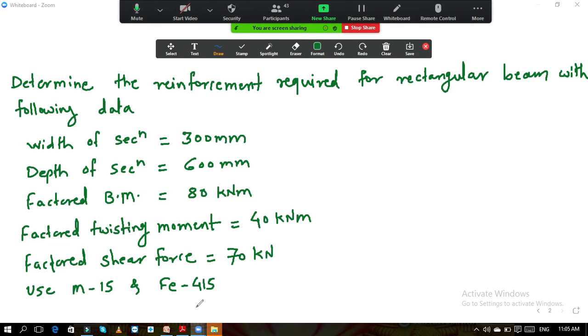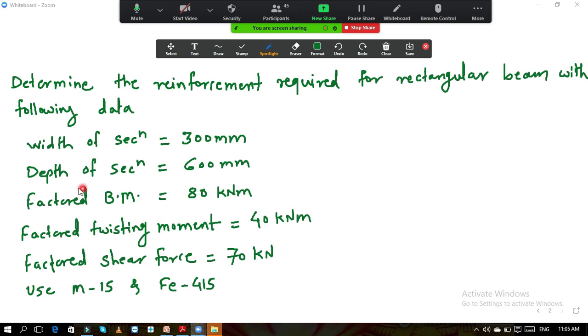So now write down the problem and let me know after the completion of the problem. So I will read the problem once again. Determine the reinforcement required for a rectangular beam with the following data: width of the section 300 mm, depth of the section 600 mm, factored bending moment 80 kilonewton meter.